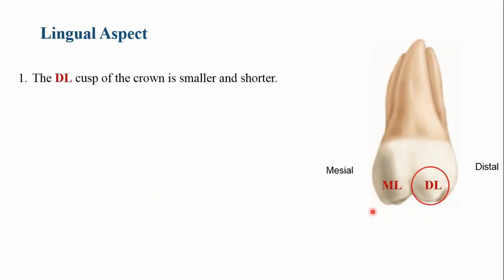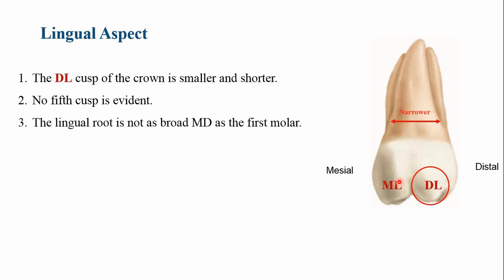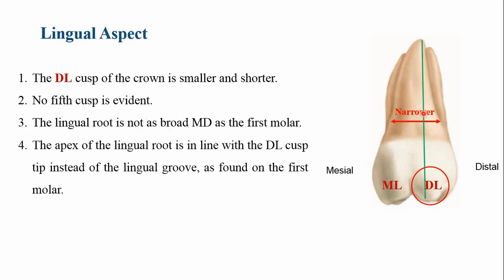Moving to lingual aspect, both mesiolingual and distolingual cusps can be seen. The distolingual cusp is smaller and shorter. No fifth cusp is evident, therefore the lingual surface of the mesiolingual cusp is smooth. The lingual root is not as broad as that found in first molar. And as was mentioned for the buccal aspect, there is more distal inclination of the three roots. And the apex of the lingual root is on line with the tip of the distolingual cusp.